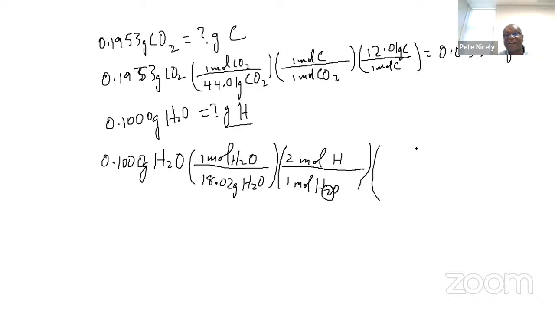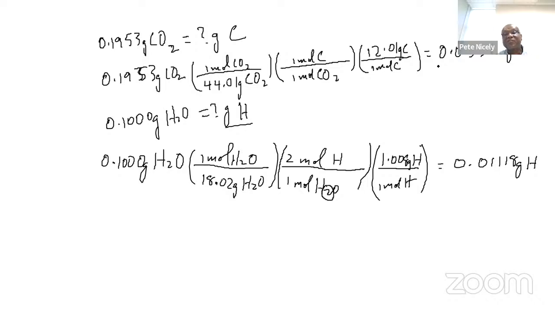And then the next step, the final step in this process, is to determine the grams of hydrogen. So that means you're going to multiply by the molar mass, which is 1.008 grams of hydrogen over 1 mole of hydrogen. And we work that out. So that's 0.1000 divided by 18.02 times 2 times 1.008. And according to my calculations, this works out to be 0.01118 grams of hydrogen. All right.